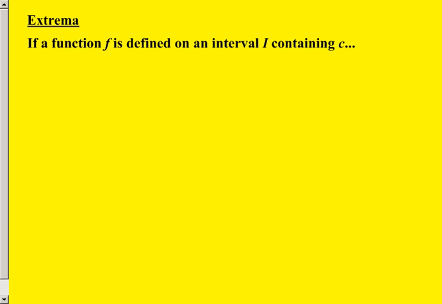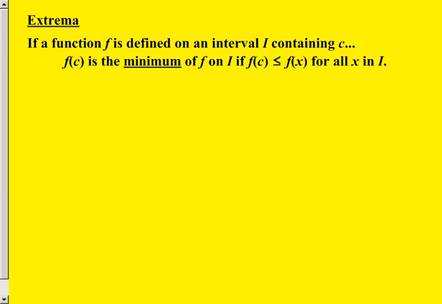Okay, extrema. Now here comes your typical calculus type definition. If a function f is defined on an interval I containing a value c in the domain, the function evaluated at c will be considered to be a minimum of the function in the interval if the function evaluated at c is less than or equal to the function itself for all x values within the interval.